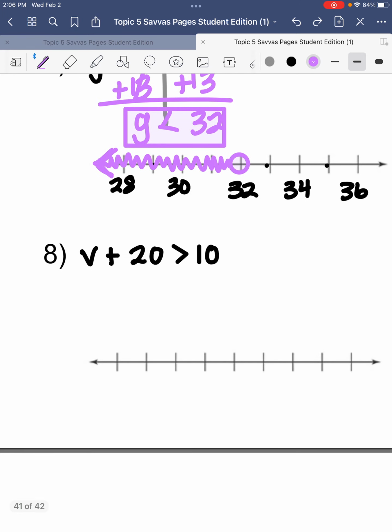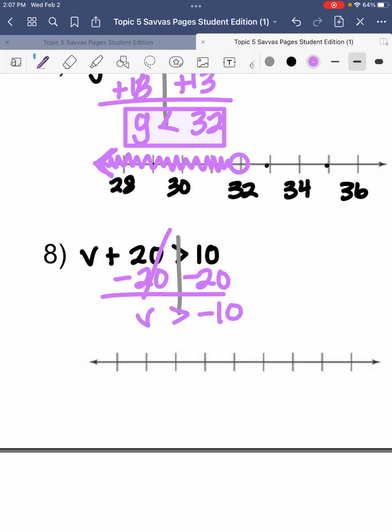Number 8, we have V plus 20 is greater than 10. Okay, so in order to solve this inequality, I'm going to draw my line, and now I need to subtract 20 on both sides. Okay, so my 20s cancel out. V is greater than 10 minus 20, which is negative 10. So V is greater than negative 10 is my solution.